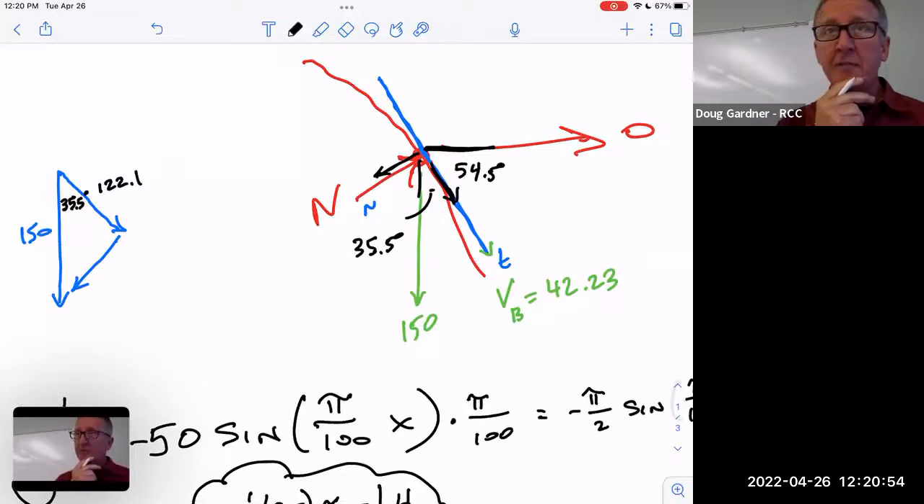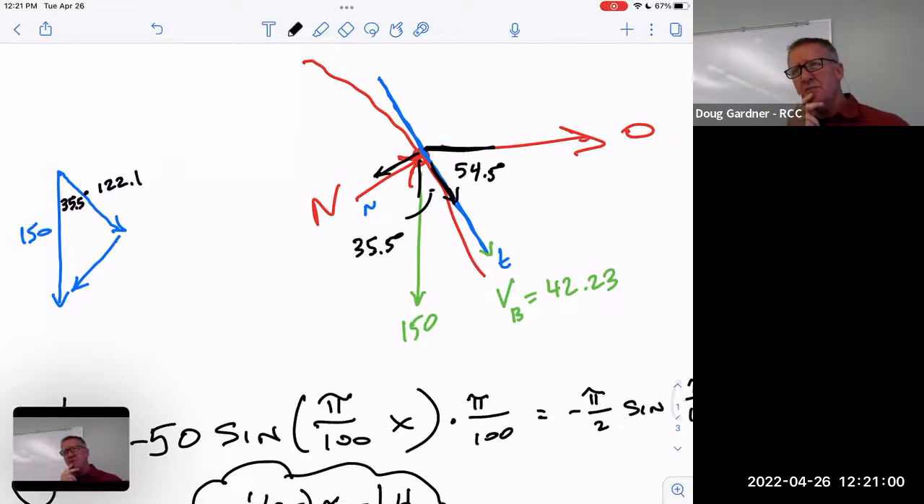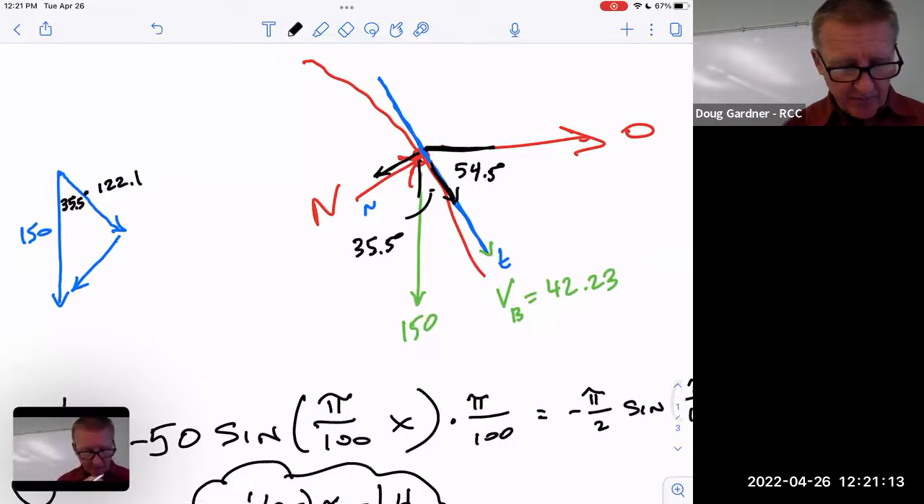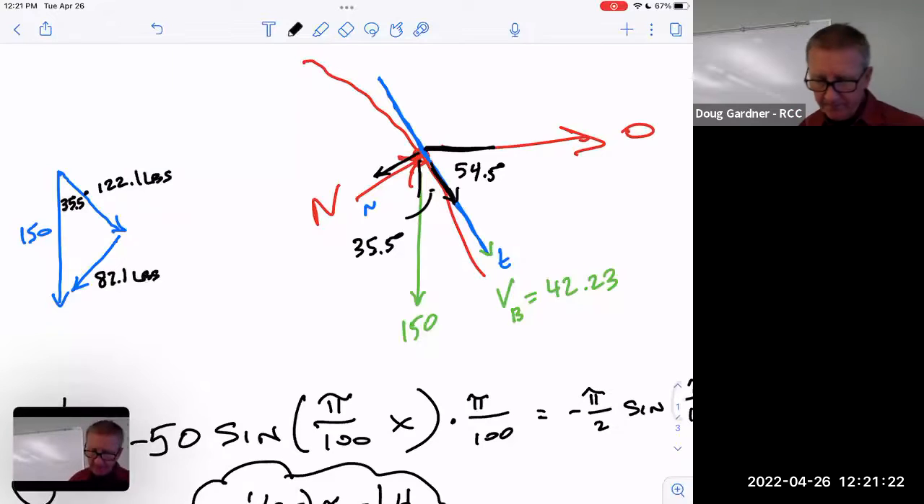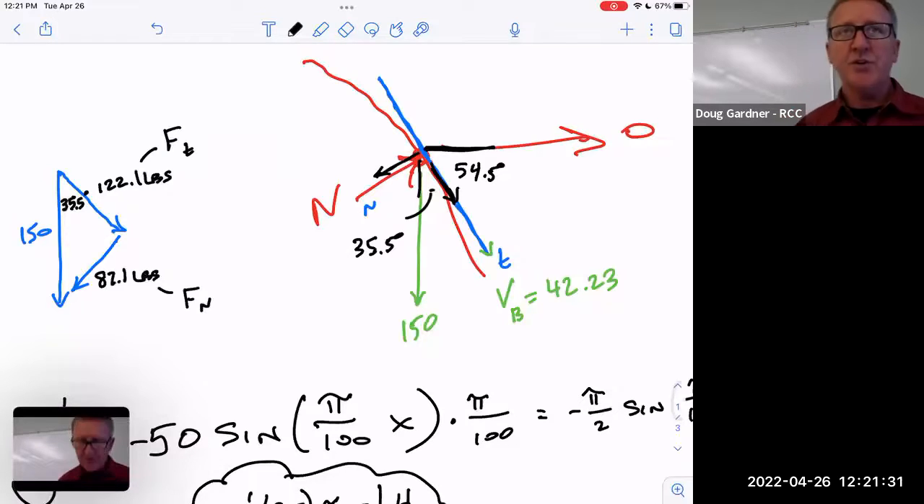Not all 150 is making him go faster because he's not falling straight down. It's the same principle as when he was on the hill. I got to decide how much of it is devoted in the direction that we're going. So 122 is in the direction that we're traveling, but then some of it is pushing into the hill, right? So if I said the sine of 35.5 is the opposite over hypotenuse, I get 87.1 pounds. So this is sort of like a force that is normal, whereas this is a force that is tangential. So I've now converted gravity to the coordinate system that I'm stuck with at this point.